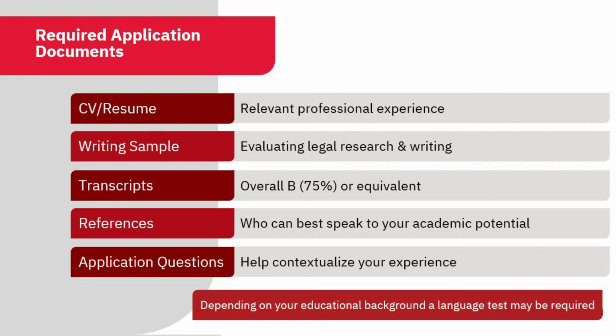You'll also need to submit a writing sample. The committee uses your writing sample to assess your graduate level writing and research skills. Your writing sample could be an academic paper, a memorandum or factum, or a 5 to 10-page research paper on a subject that you're interested in. We have topic suggestions on our website.